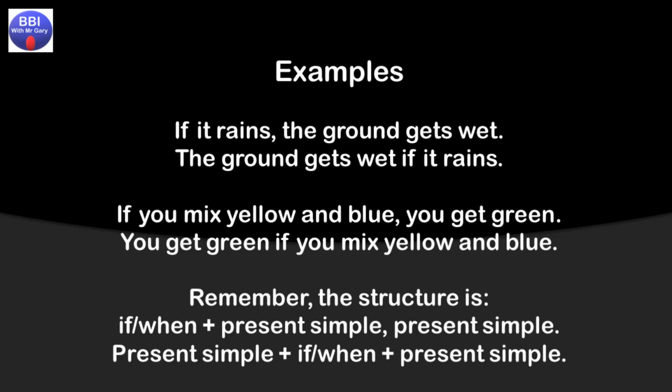Example 2: if you mix yellow and blue, you get green. Again, if you mix yellow and blue, comma, you get green, full stop. Inverting those clauses now, you get green if you mix yellow and blue. As mentioned earlier, there is no will or modified verb, it's just the base form of the verb in zero conditional.